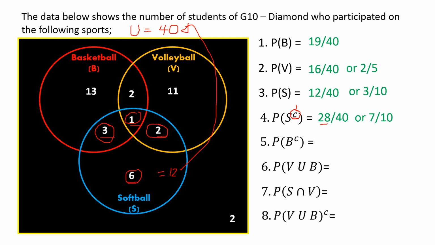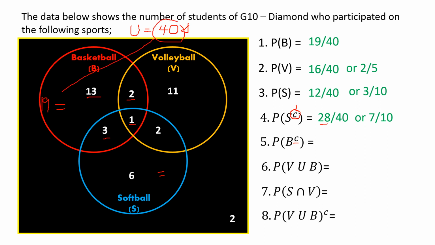So that is one way of dealing with complement. Let us apply that in number 5. Number 5, we have the probability of B complement. So our B are these ones: 13, 2, 1, 3. Adding all of these gives us 19. So the result for basketball is 19. But since we are asked for the complement of this, we subtract this 19 from 40. So 40 minus 19 gives us 21. Therefore, for number 5, the answer is 21 over 40. This doesn't have a simplified form. Okay, so I hope it is now clear how to deal with notations using complement.